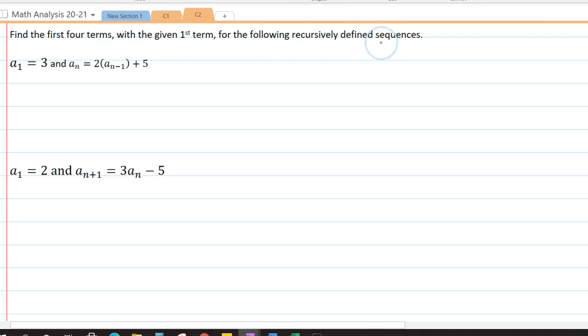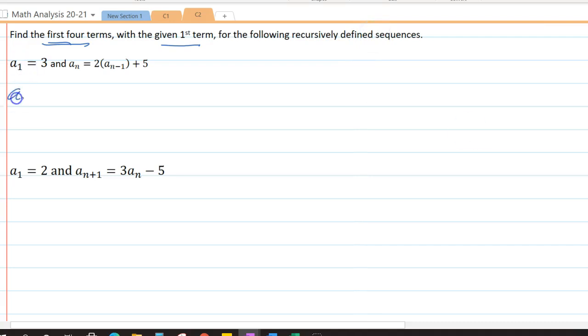When you have a recursively defined sequence, they need to give you an a sub 1, meaning your very first term. They may also give you two other terms where you have to go back and find that first term. We'll get to those later on. But for now, a sub 1 is equal to 3. They want us to find the first 4 terms, and we're given the first term. So that means we only have to find 3 more.